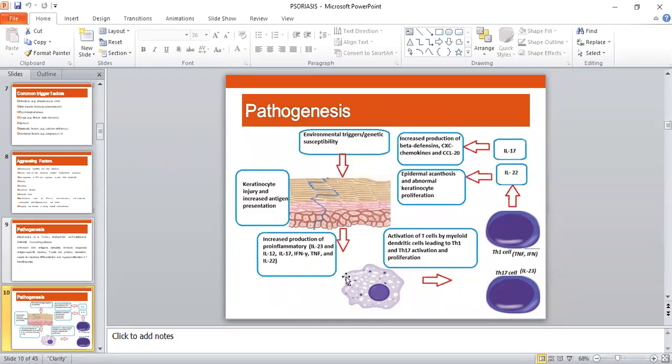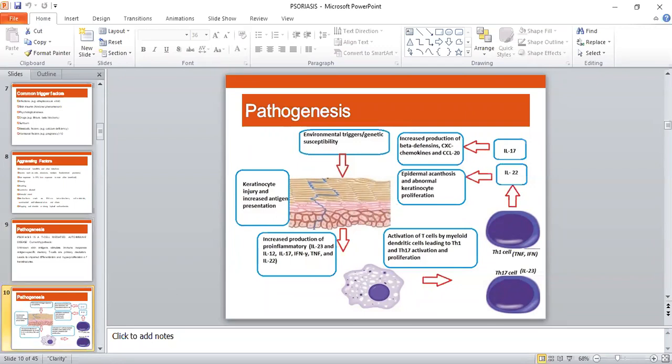These all then lead to activation of T cells by myeloid dendritic cells, leading to this TH1 and TH17 activation. This will all lead to this IL-22 and IL-17, with increased production of beta defensin, and these cause epidermal acanthosis, or abnormal keratinocyte proliferation. This proliferation of keratinocytes takes 28 days in a normal individual, while here it takes only 7 days. So it will hyperproliferate this epidermal layer, and this will lead to plaque formation.